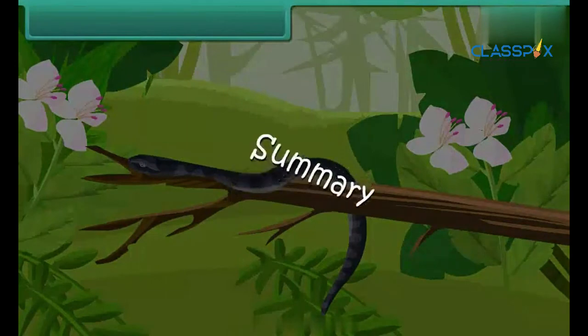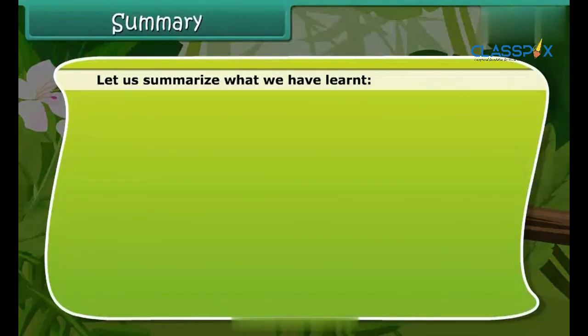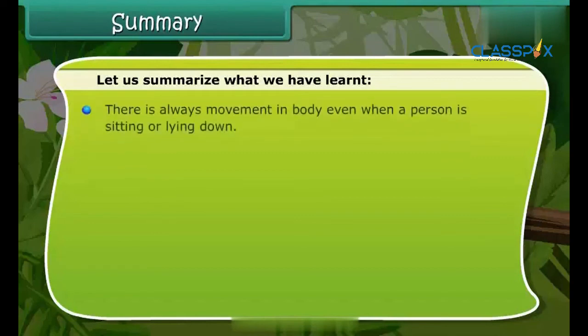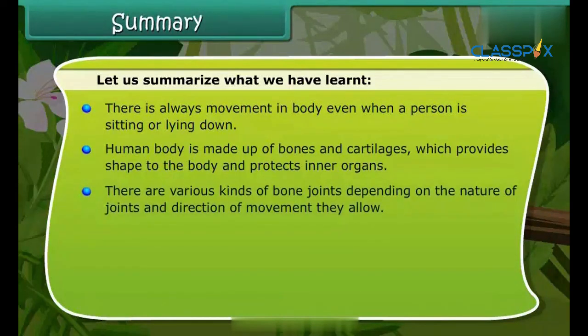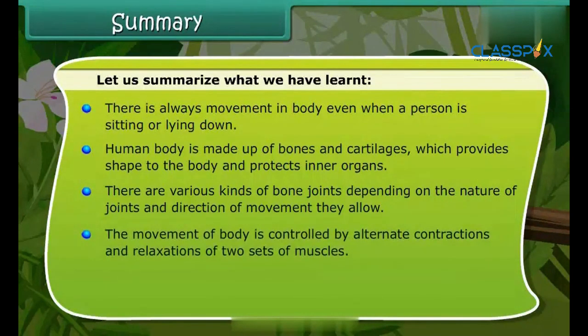Summary. Let us summarize what we have learnt. There is always movement in body even when a person is sitting or lying down. Human body is made up of bones and cartilages, which provide shape to the body and protect inner organs. There are various kinds of bone joints depending on the nature of joints and direction of movement they allow. The movement of body is controlled by alternate contractions and relaxations of two sets of muscles.